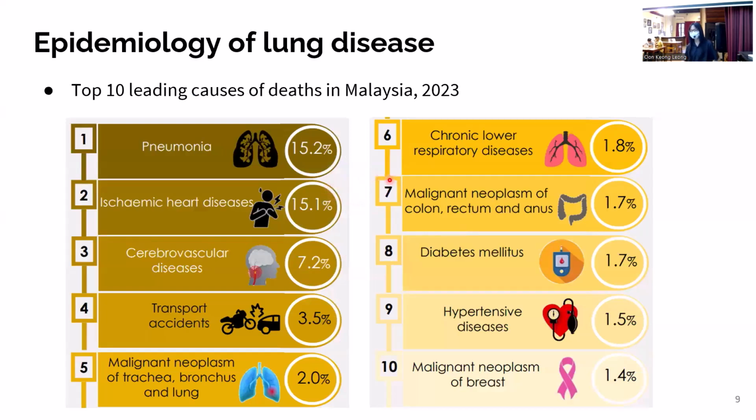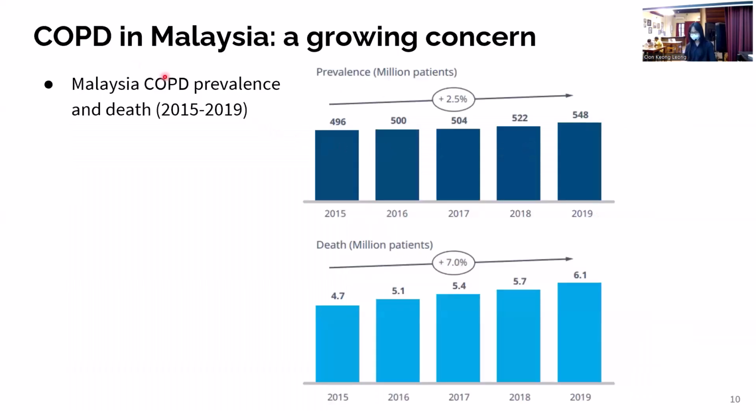This is the top 10 leading causes of death in Malaysia taken in 2023. For lung disease, pneumonia, which is the lung infection, is the first, which accounts for 15.2%. Otherwise, lung cancer is at number 5, and chronic lower respiratory disease. This is what we will emphasize today, chronic lower respiratory disease, which is the 6th leading cause of death in Malaysia. It includes COPD, chronic obstructive pulmonary disease. The prevalence of death for this is currently increasing, which raises concern and led to our talk today.